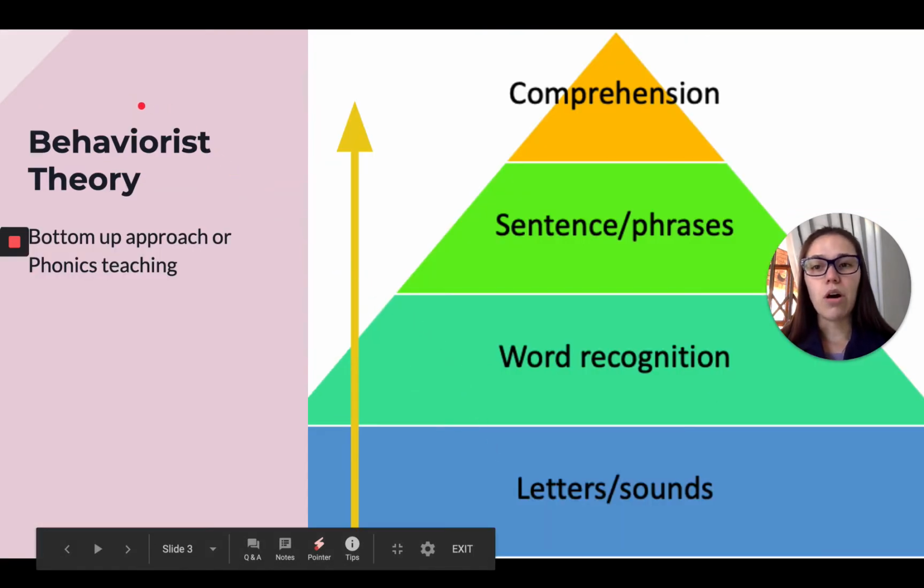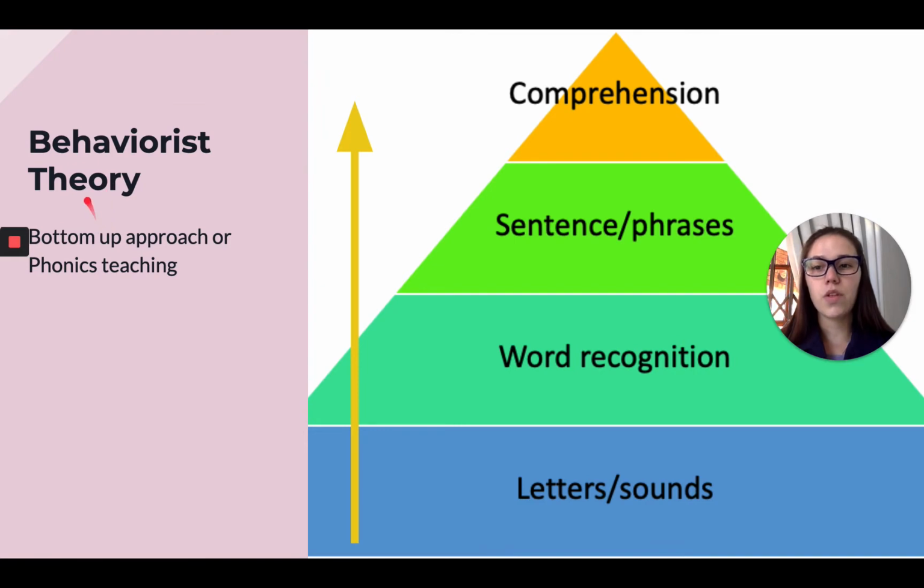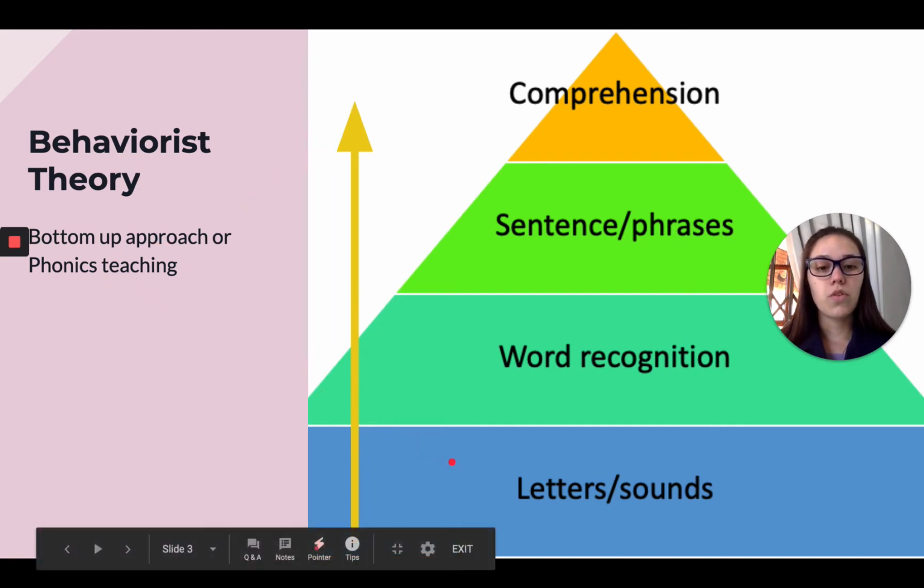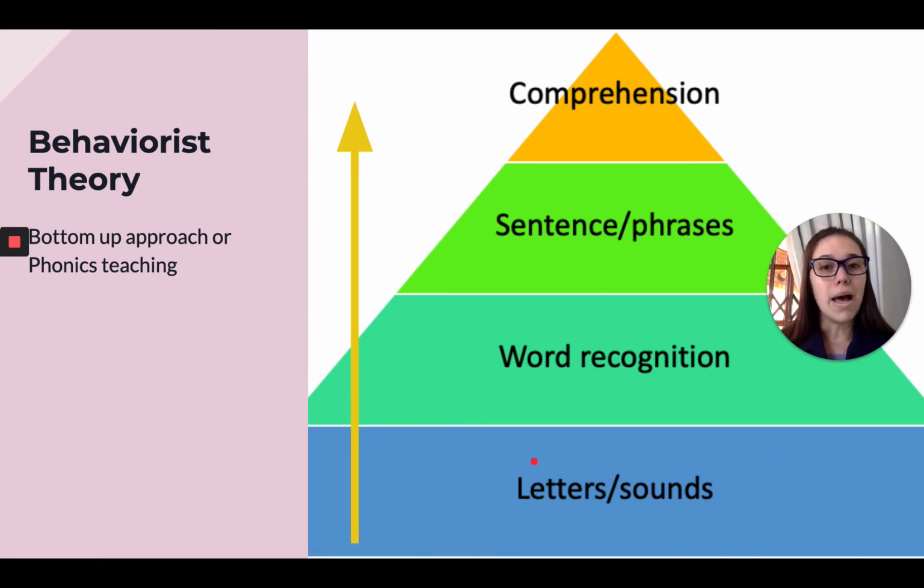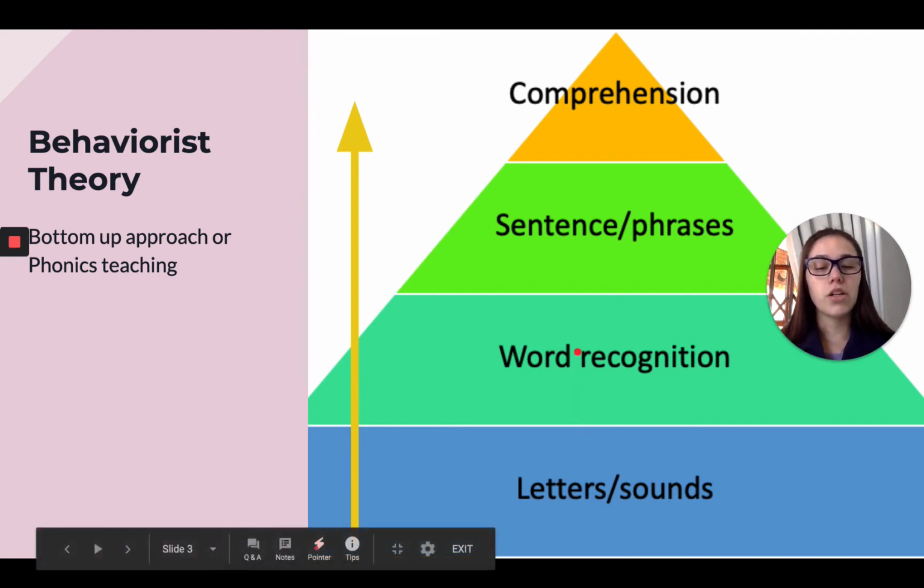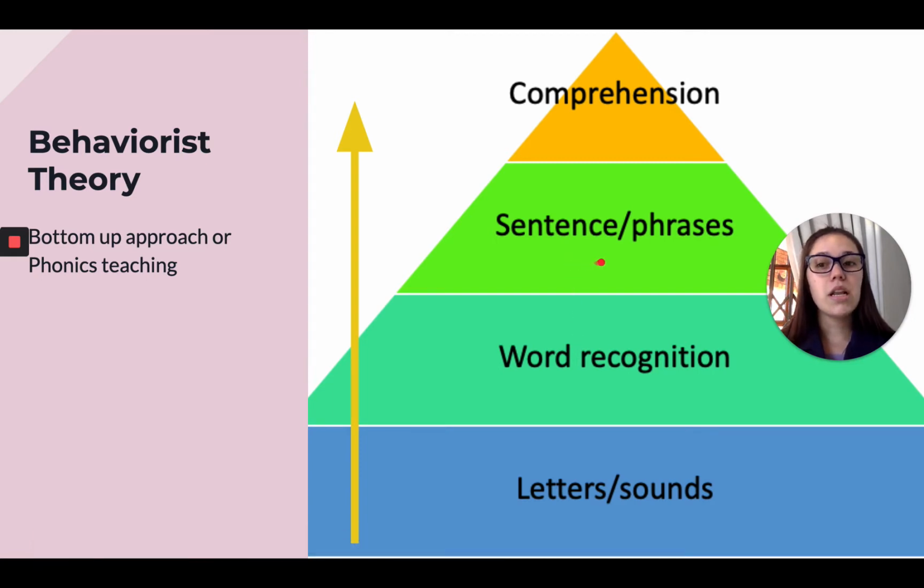So first we have our behaviorist theory. Our behaviorist theory is also known as the bottom-up approach or phonics teaching. It's called phonics teaching because it starts with your letters and your sounds, with all your phonics. So you first learn the letter B, and it makes the sound B. Then you go to the word recognition. It's a bicycle. Your sentence, she loves her bicycle. And then you get your comprehension where you physically read the reading piece.